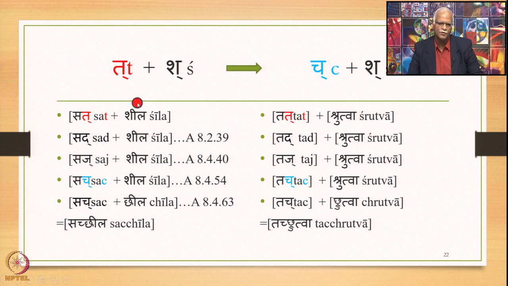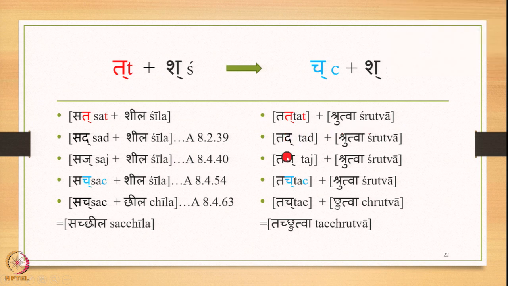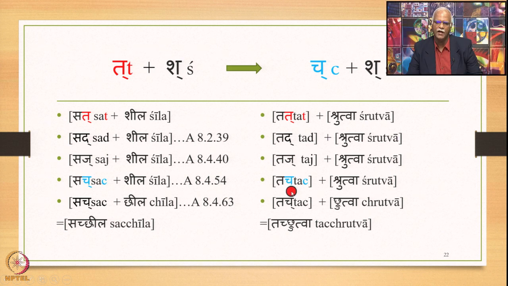So the original input is ta plus ś, and then it gets transformed from ta to d to j, where here actually 8.4.40 applies. Similarly, you can have tat plus śrutvā, and here you have the t substituted by d, and d substituted by j, and j substituted by c in a similar manner. And finally, you have ś substituted by ch. So you get the form tacchrutvā.